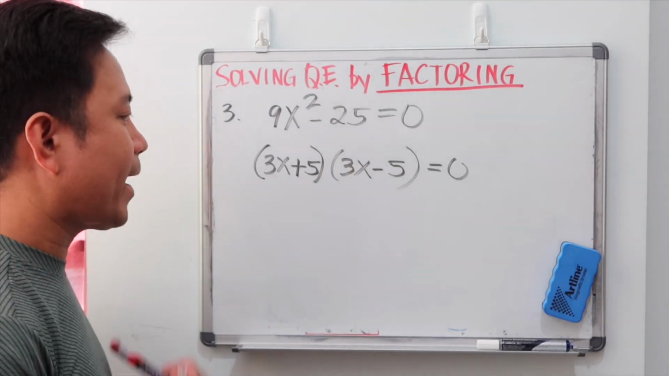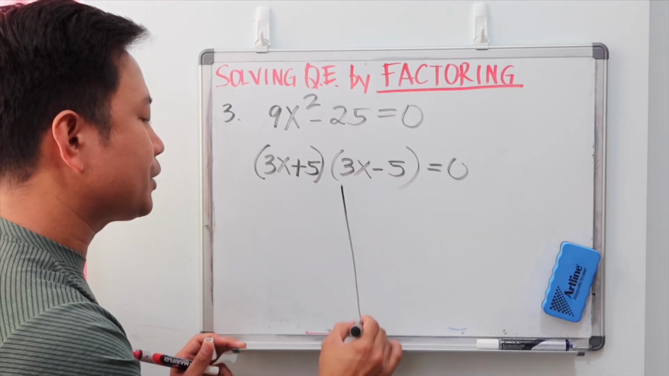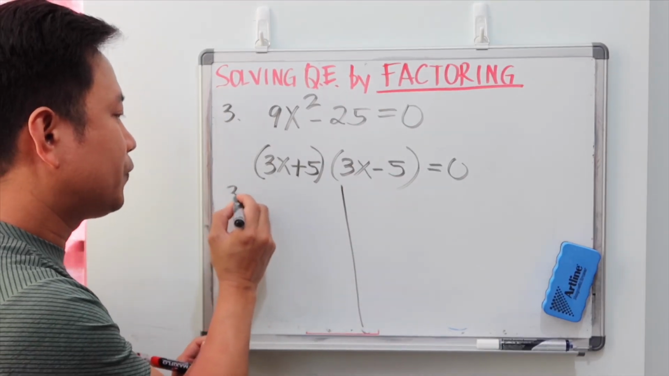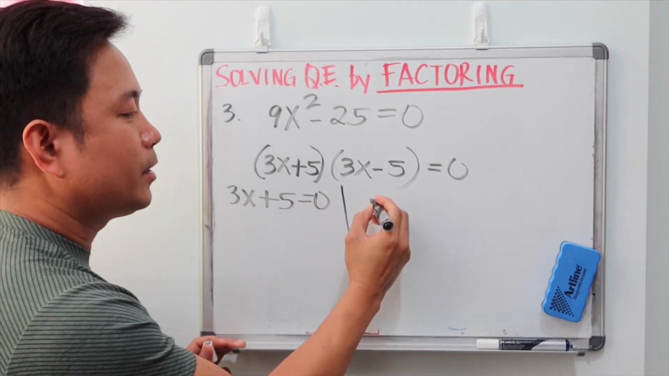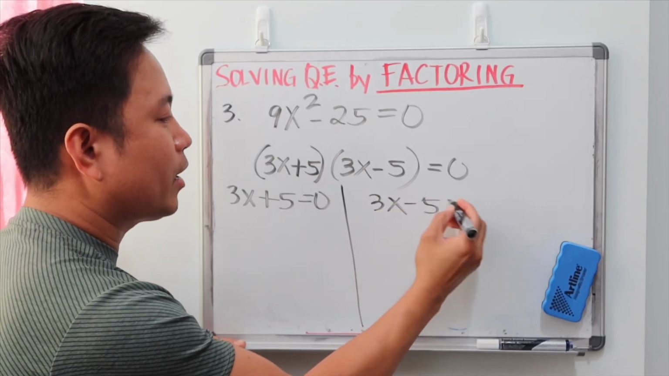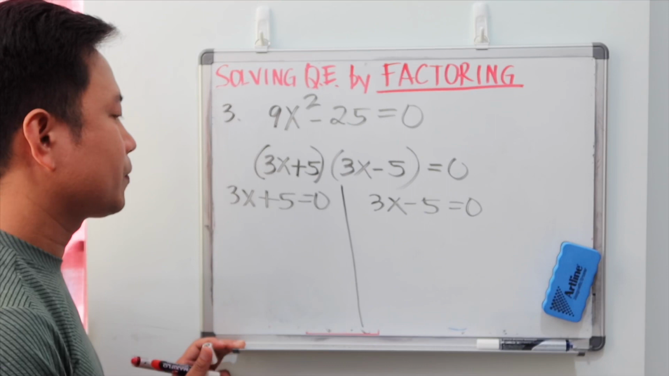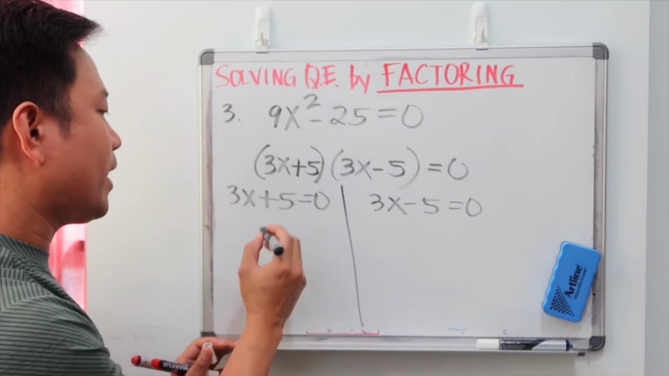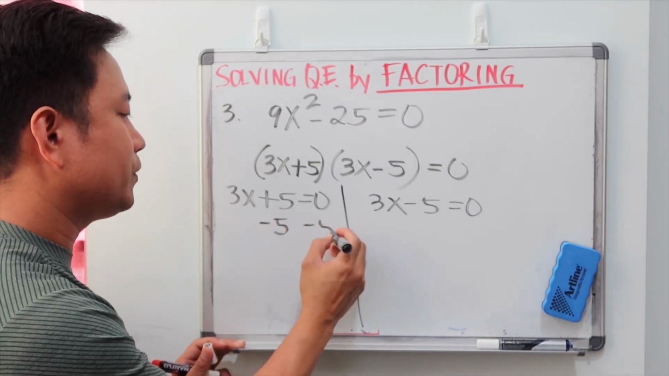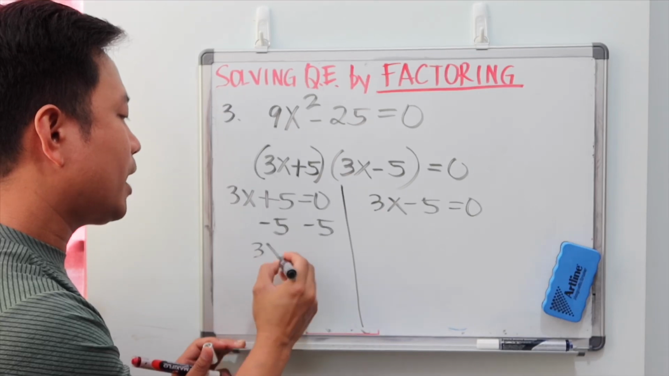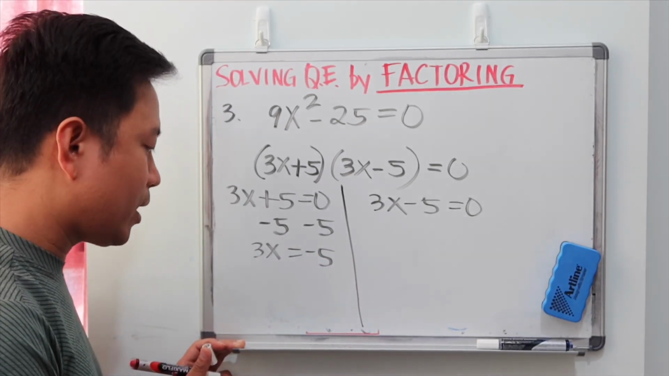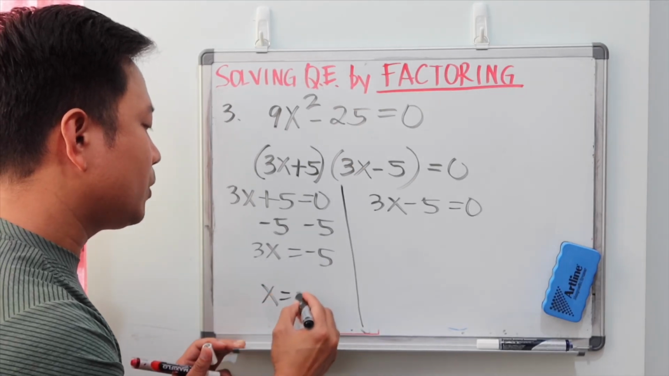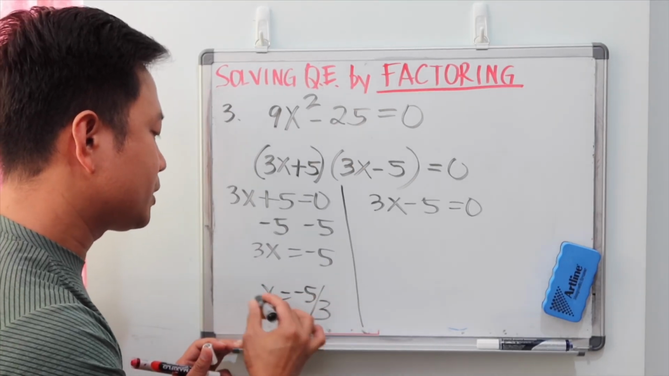Since we have two factors, that means we can get two values of x. The first is 3x plus 5 is equal to 0, and the other, 3x minus 5 is equal to 0. Solving for each value of x, we subtract 5, then we have 3x is equal to negative 5. Divide both sides by 3, that will give us x is equal to negative 5/3.